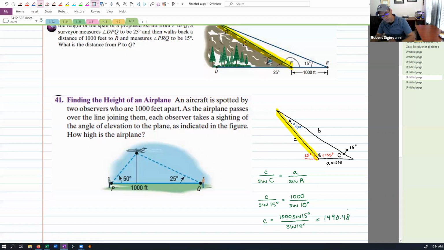So when I do this, I get approximately 1,490.48. And then I guess feet, right? Because this is measured in feet. There we go. So in this problem, we never used inverse sine, right? We never had to do the inverse sine at all on our calculator. And so we didn't have to worry about two possible triangles, which is great news, right?